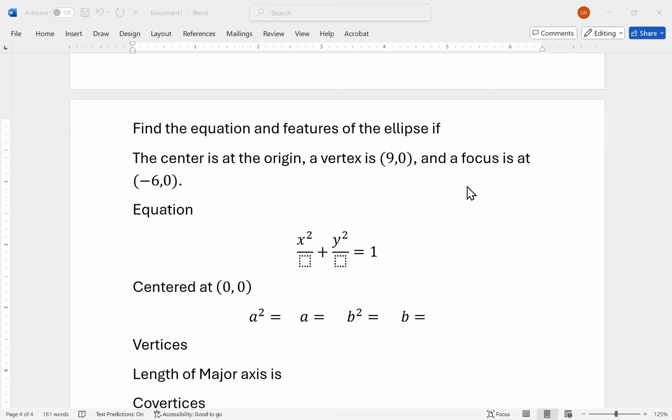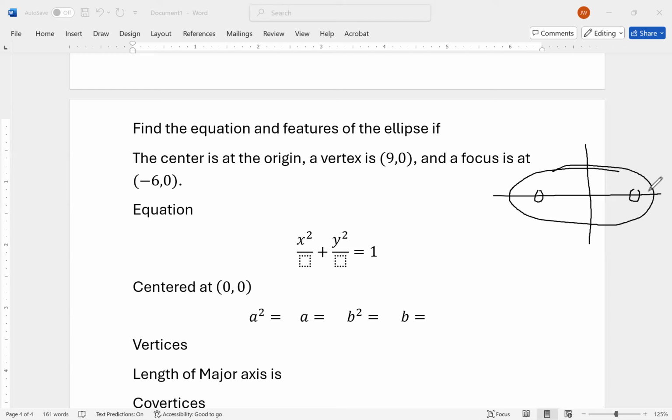All right, I'll show you how this is done now. So first off, center is at the origin, vertex is at 9, 0. That means this ellipse is stretched out more in the x direction than it is in the y direction. And we also know that a focus is at -6, 0. By the way, the other one would be at 6, 0.